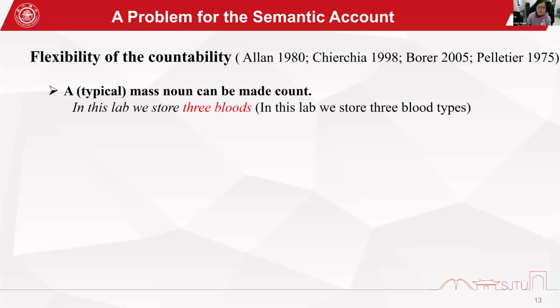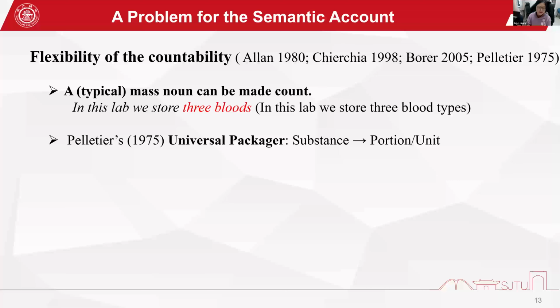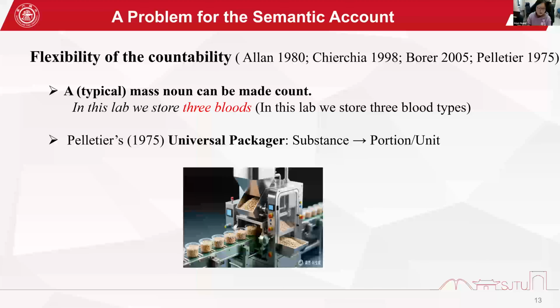On the other hand, a typical mass noun can be made count. For instance, we can say, in this lab, we store 3 bloods. We know blood is a typical mass noun, but in this case, the sentence means in this lab, we store 3 blood types or 3 blood samples. Again, Pelletier used another thought experiment, named the universal packager, to refer to this phenomenon, that is, turning a substance into a portion or unit. This is the machine: we can put in a substance and out comes a portion or unit of this substance. That is a count use of mass nouns.